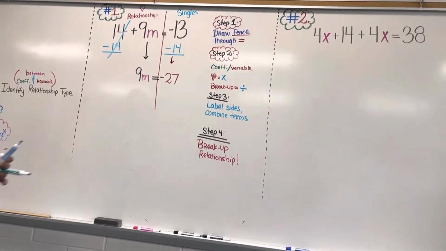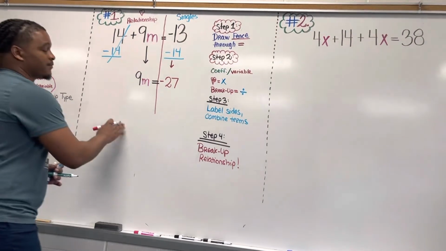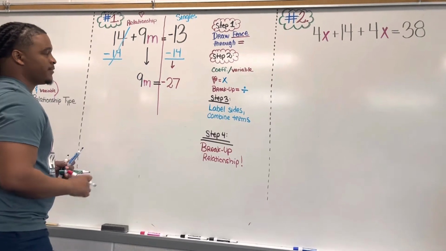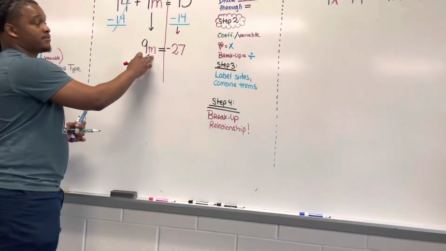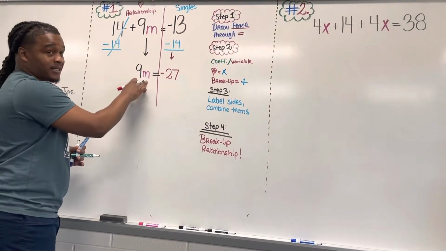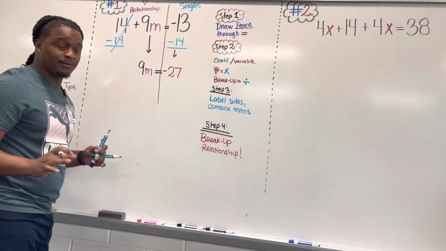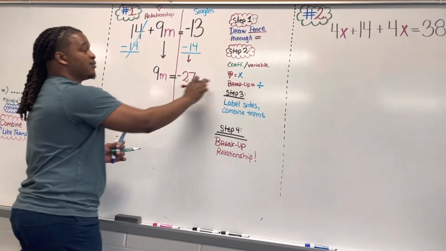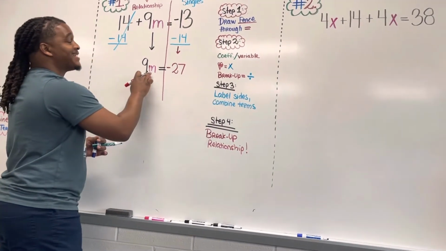All right, step 4 is to break up the relationship. And when we break up the relationship, we can find out the value of the variable, okay? So once again, 9 and M gotta break up. Let's just say 9 cheated on M on Instagram and M doesn't wanna be with 9 no more, so they gotta break up. So remember, their relationship was based on multiplication because it's saying 9 times M.